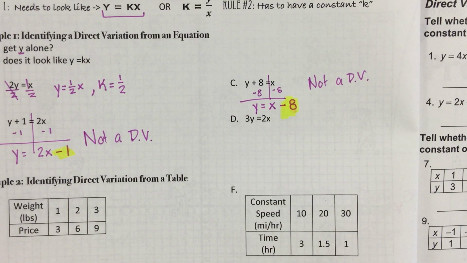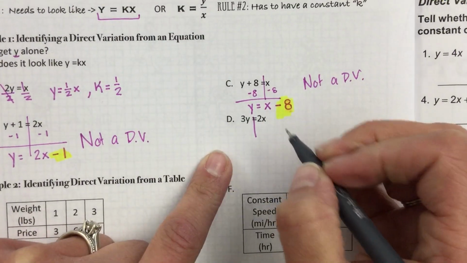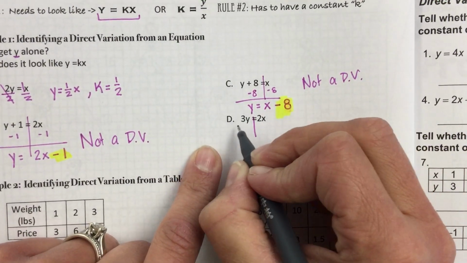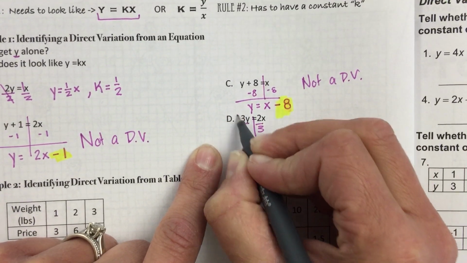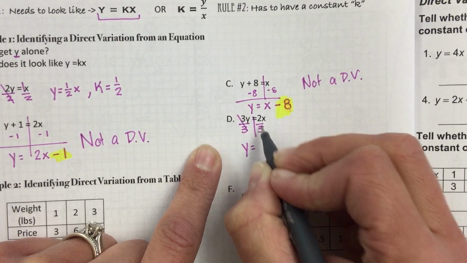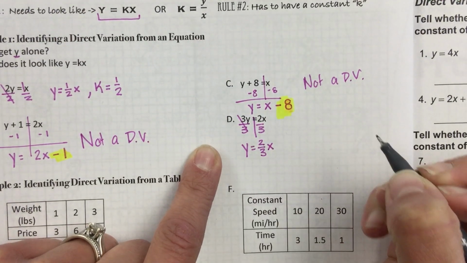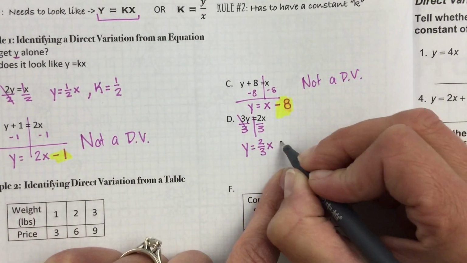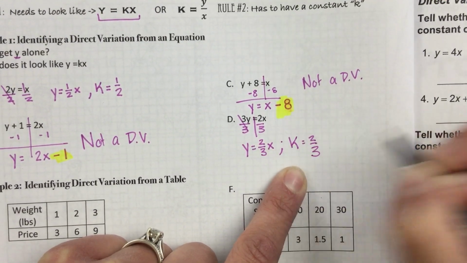Okay, the last one here. How could you get y by itself? Well, y is being multiplied by a 3, so how do you undo multiplication? Divide. So we're going to divide by a 3. So I get y equals, we can just write this as a fraction, 2/3 times x. What is your k? Yeah, 2/3.